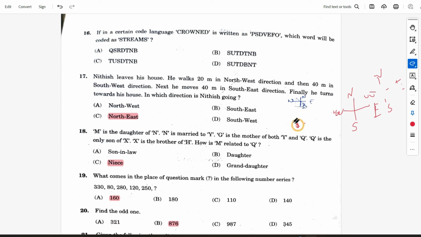So first he walks 20 meters northwest, then 40 meters in southwest. So now this is the standing point: north, south, east, west. So southwest, in this way he will travel, like this way. This is 20 and this is 40.